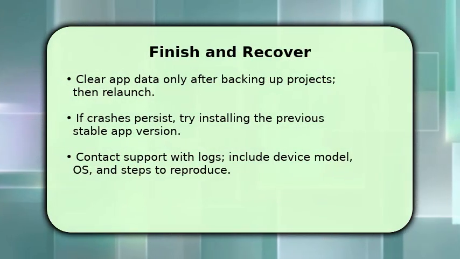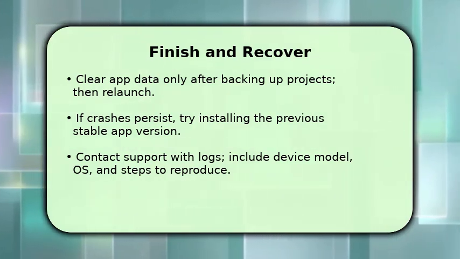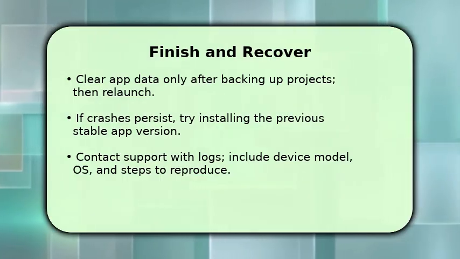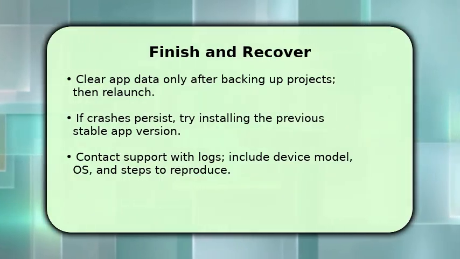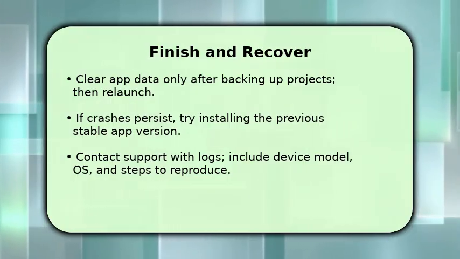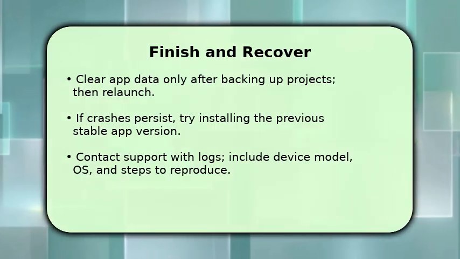To finalize, clear app data and cache only after you've exported projects, then reopen Alight Motion to let it rebuild its configuration. If problems persist, try installing the previous stable version because sometimes new releases introduce regressions. Make sure APK sources are trusted. Restore your backed up projects and test.